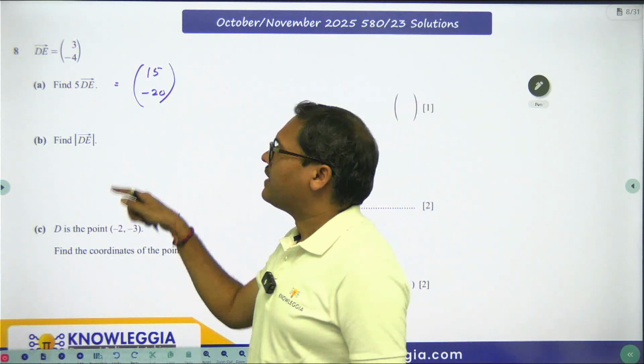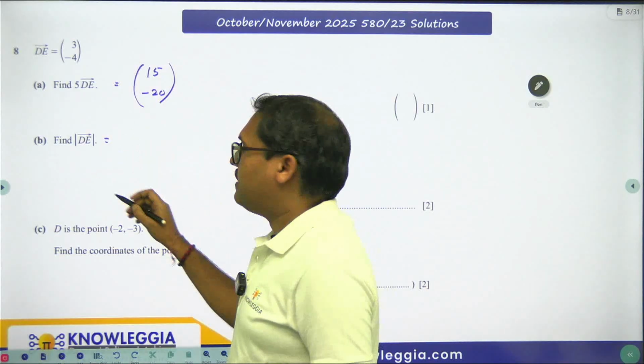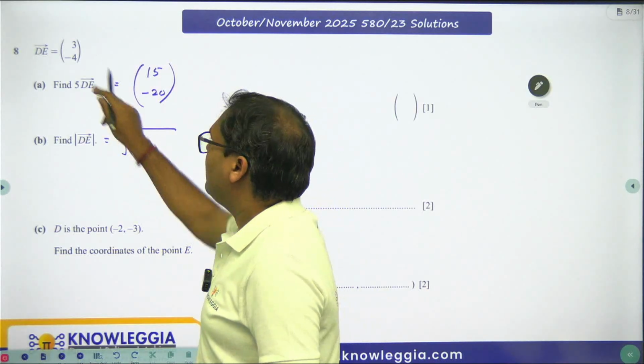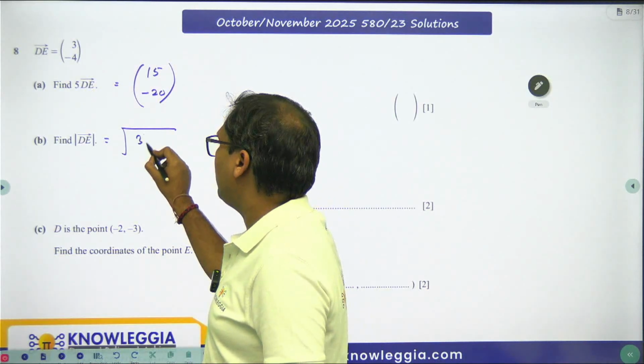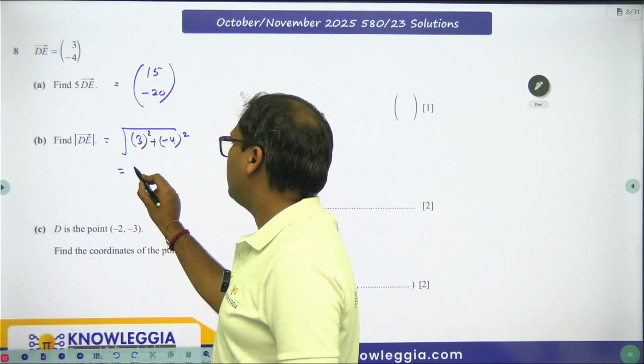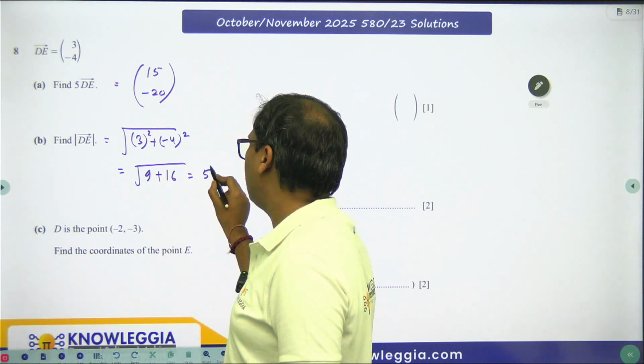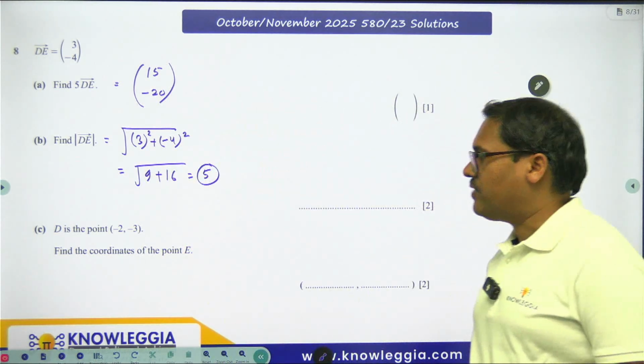Okay. Now, what is the magnitude of the DE vector? This is the symbol of magnitude. That is the length of the vector, which is the square root of x squared plus y squared, which is 3 squared plus minus 4 squared. And you can see this is equal to 9 plus 16, which is 25. And what is the root of 25? This is equal to 5.